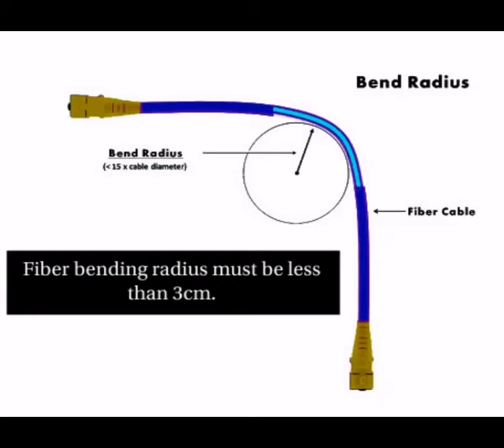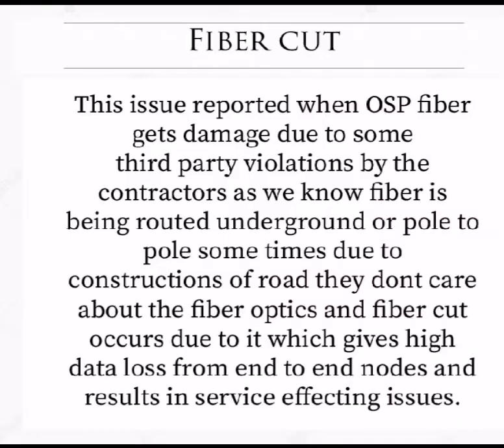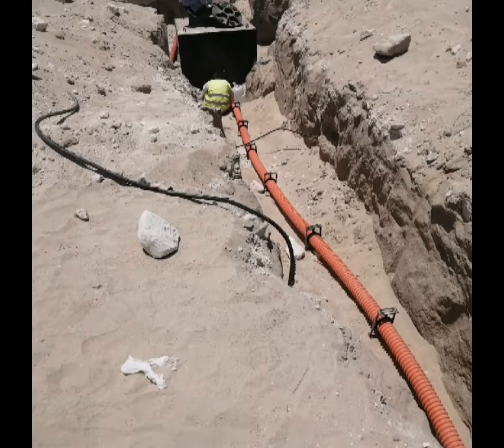So next one is fiber cut. Sometimes your fiber is damaged due to third party working at site, maybe due to construction at roads or somewhere. The third party doesn't care about your fiber, and sometimes they cut your fiber, due to which you get very high loss at your transmitting or receiving end. So after that you need splicing and jointing from your team to restore your links.